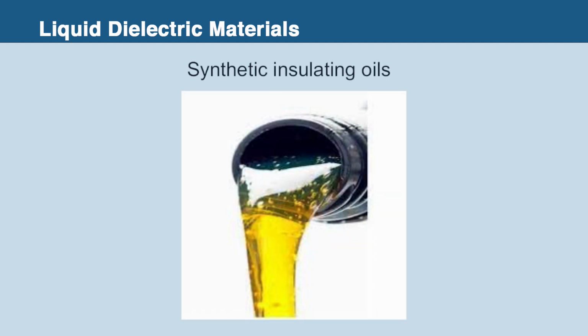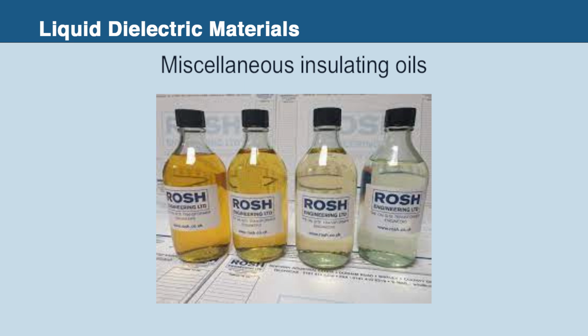Synthetic insulating oils are also used for the purpose of cooling in high tension transformers. Compared to mineral insulating oils, synthetic oils are very cheap. Miscellaneous insulating oils: silicon liquid and vegetable oils are said to be miscellaneous insulating oils. The silicon liquid is costly compared to synthetic insulating oil. It is used in high tension transformers.